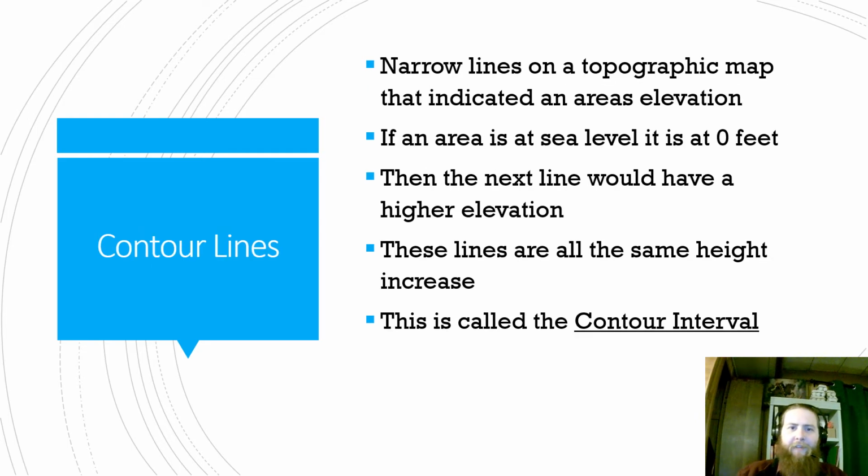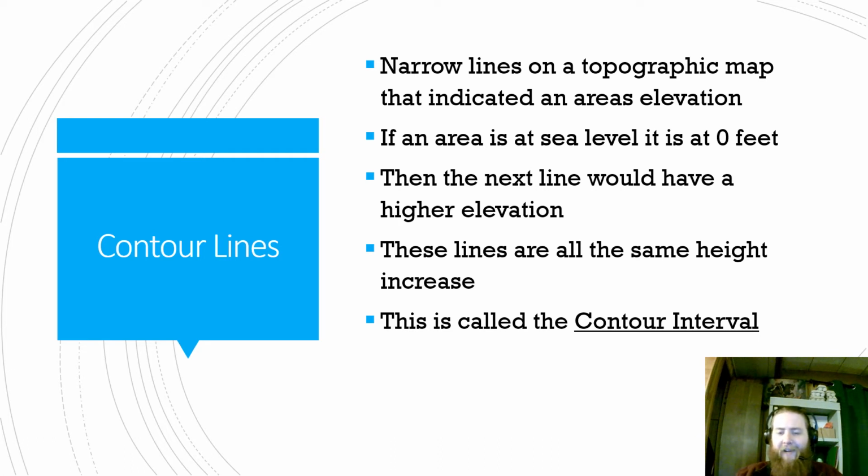And contour lines are these narrow lines on a topographical map that indicate elevation. At an area of sea level, the elevation is 0 feet or 0 feet above sea level. And then each line that you move up, you're moving up a certain interval of elevation.